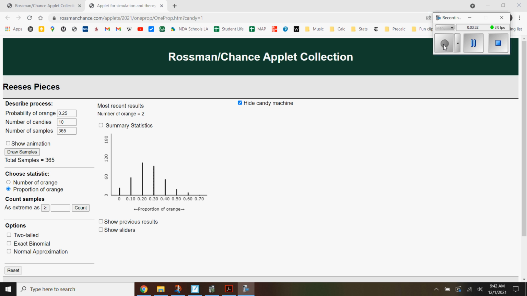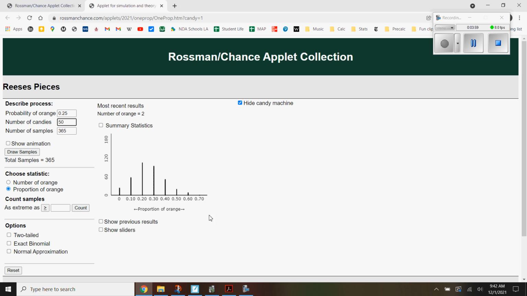Now let's do the same thing for hospital B. The process here, the probability of orange, or the probability of Hispanic, is still 0.25, which is the percentage in the state of Texas. But for hospital B, instead of 10 babies being born per day, there are 50 babies being born per day. And the number of samples is still 365. We have 365 days in the year.